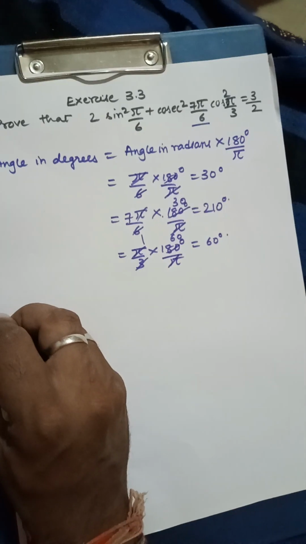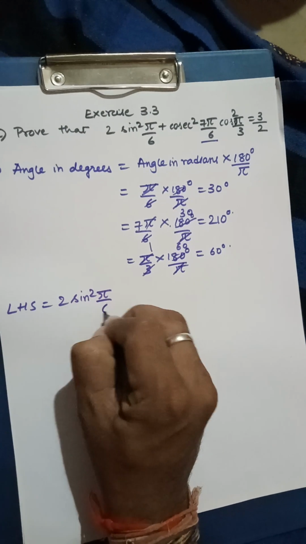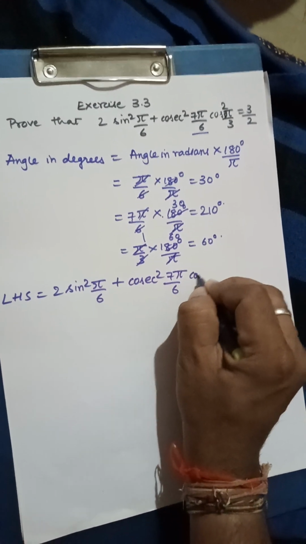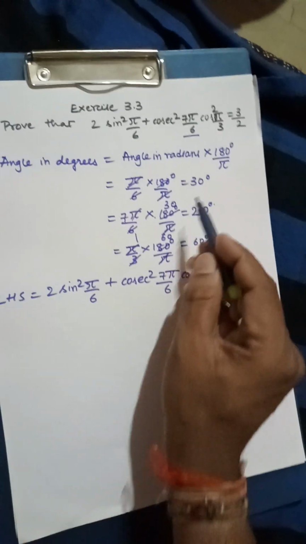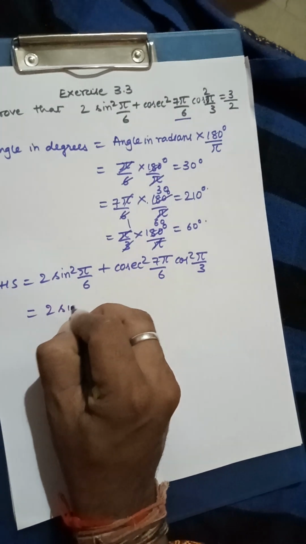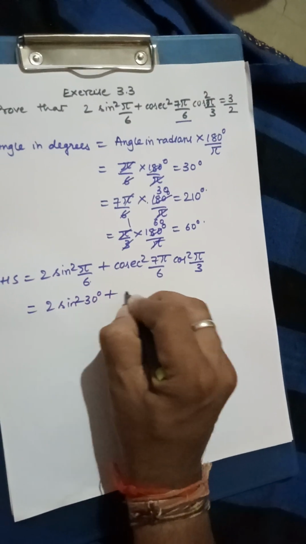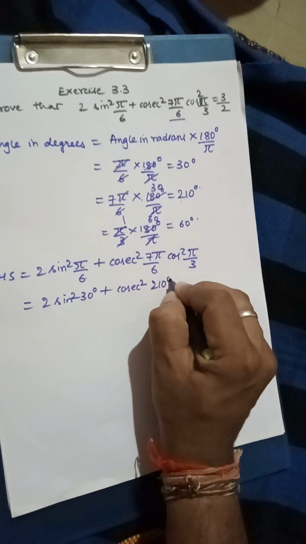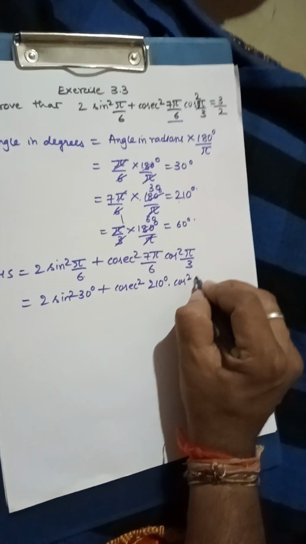Now let's consider the LHS. Now what is LHS? 2 sine square pi by 6 plus cosecant square 7 pi by 6 into cos square pi by 3. Now we shall substitute these values here. So that is 2 sine square pi by 6. Pi by 6 is equal to 30 degrees. So 30 degrees. Cosecant square 7 pi by 6 is 210 degrees into cos square pi by 3. Pi by 3 is 60 degrees.